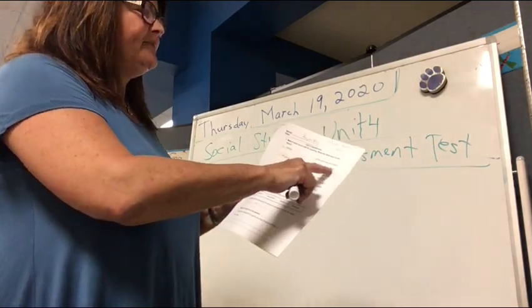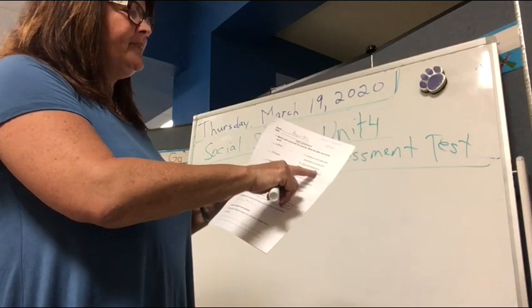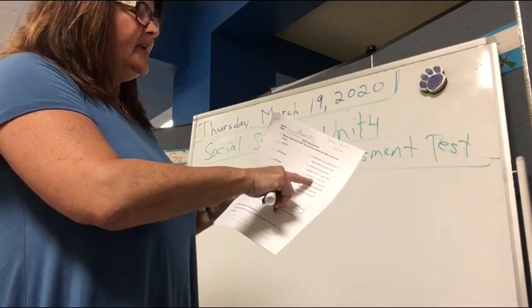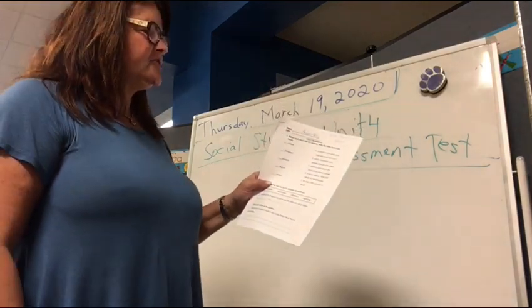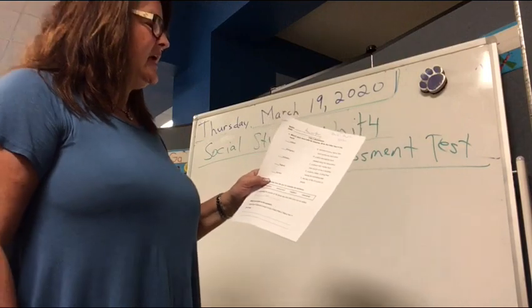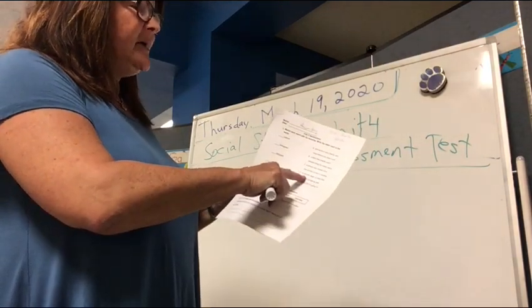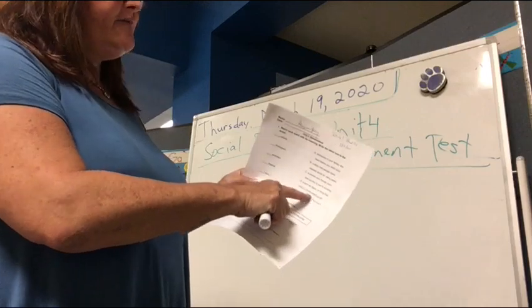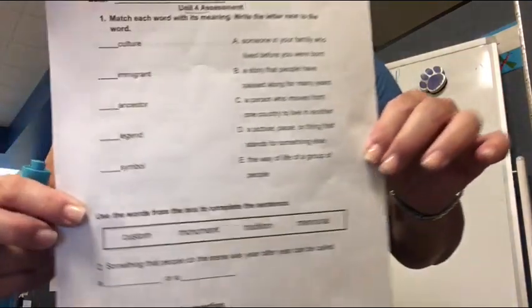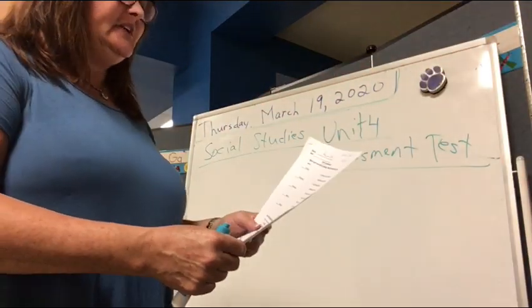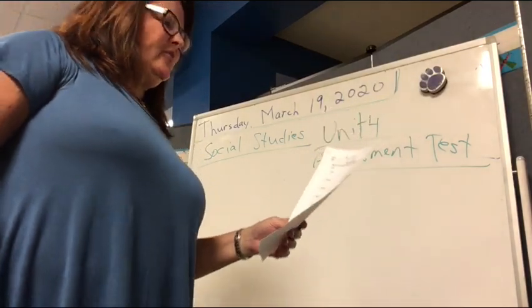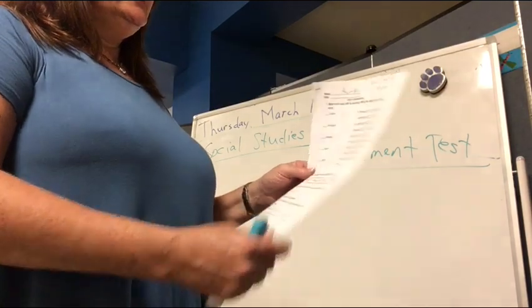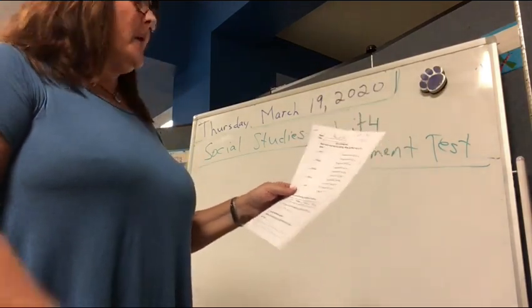A, someone in your family who lived before you were born. B, a story that people have passed along for many years. C, a person who moves from one country to live in another. And now D. D is a picture, place, or thing that stands for something else. Find the word on the left side of the paper and put a D in front of it. And number E is the way of life of a group of people.